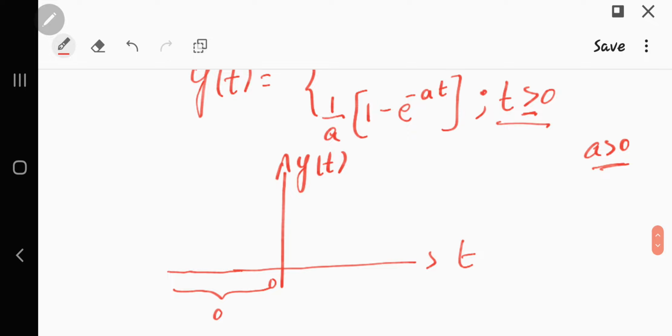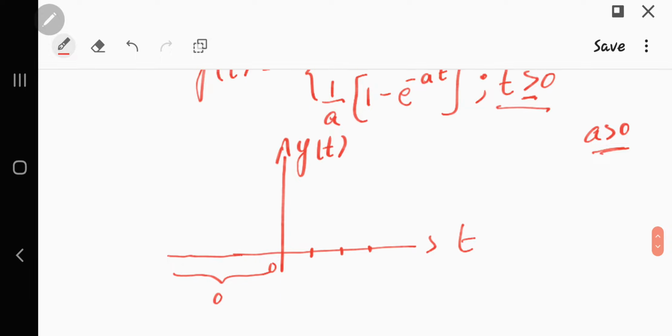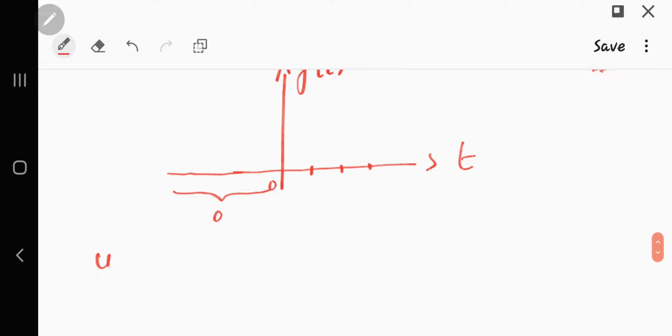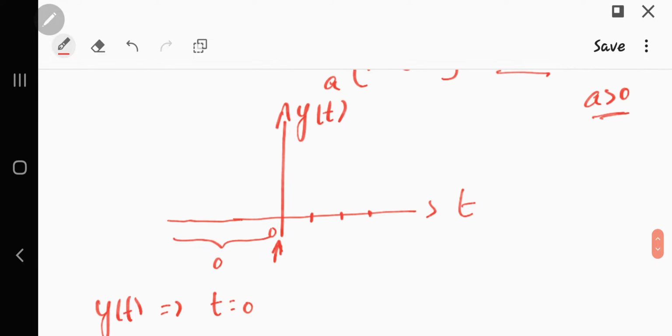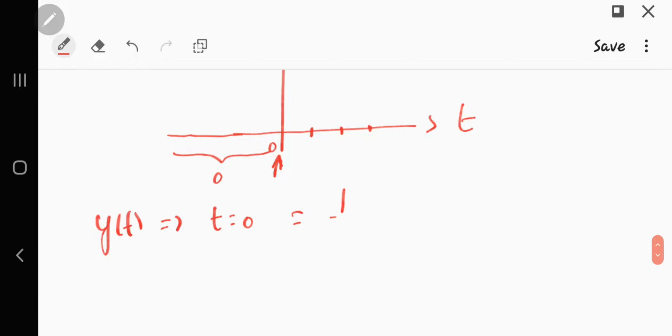Okay. Now for this, we start applying the values for t. First, we are plotting y of t. First we take t is equal to 0, that is at this point, origin. So what happens to this? Then y of t is 1 by a into 1 minus e to the power of minus a into 0. So that means e to the power of 0 is 1, 1 minus 1 is 0. So you will get 0 only. So this point it is 0.